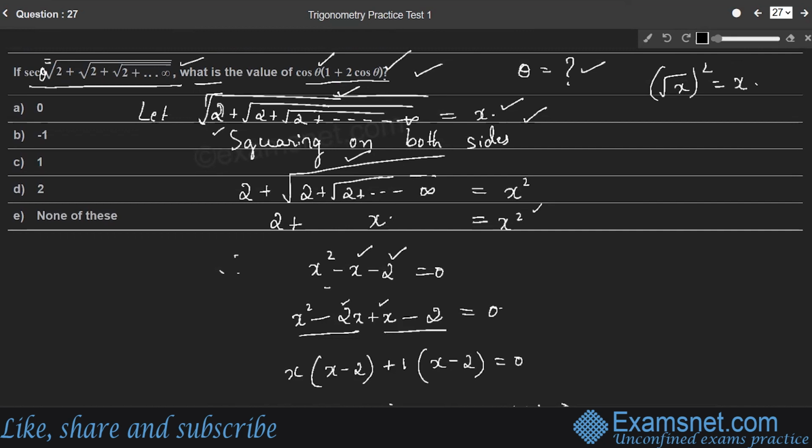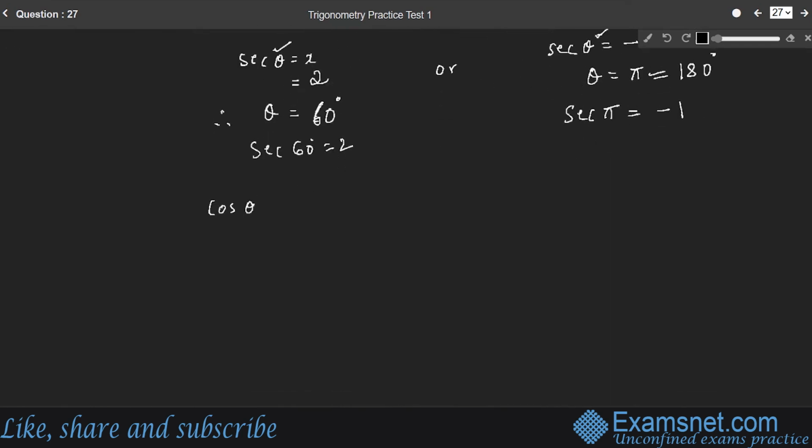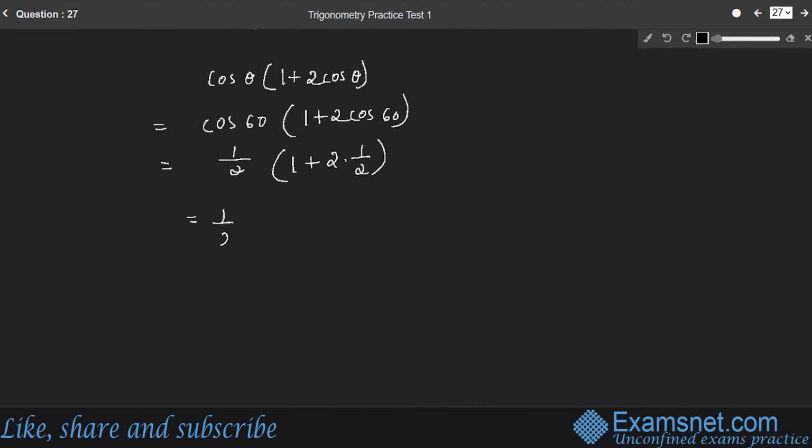So we'll consider the expression cos theta into 1 plus 2 cos theta. Here theta is 60 degrees, so cos 60 degrees into 1 plus 2 cos 60 degrees. What's the value of cos 60? It is 1 by 2, into 1 plus 2 into 1 by 2. 2 into 1 by 2 is 1. So inside the bracket, we have 1 plus 1, which is 2. Therefore 2 by 2, which is 1. 1 is the final answer.